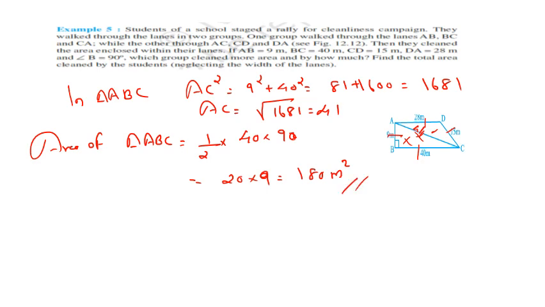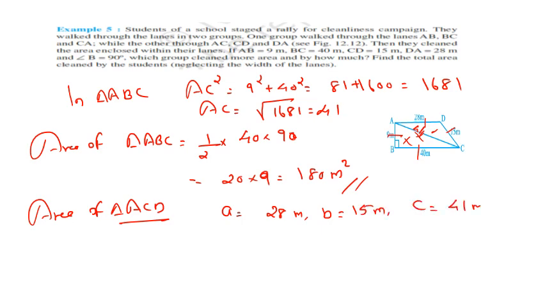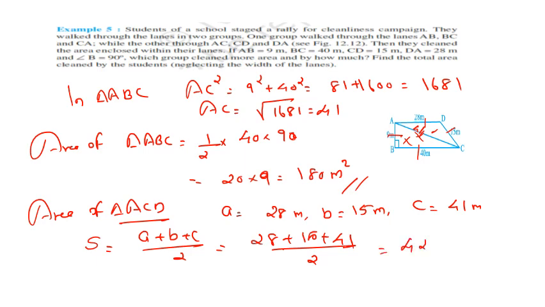Now, next, area of triangle ACD. For the area of triangle ACD you have to apply Heron's formula. A is equal to what? 28 meter. B is equal to 15 meter. C is equal to 41 meter. Therefore, S is equal to A plus B plus C by 2. 28 plus 15 plus 41 by 2. So what is it? This is 42 meter.